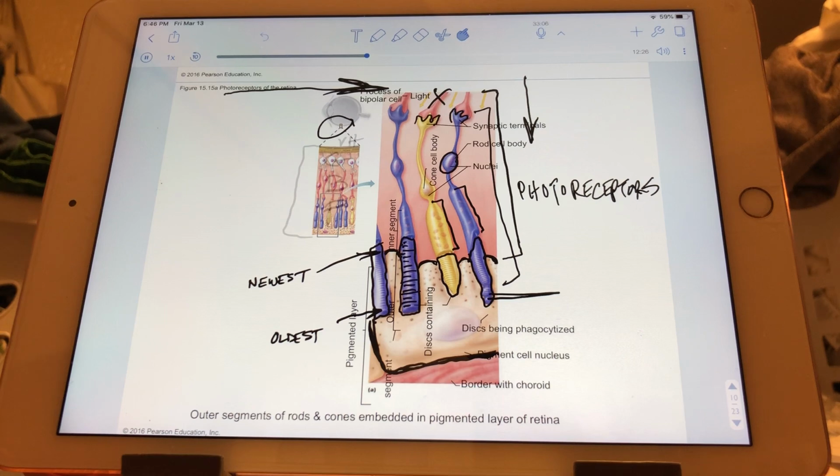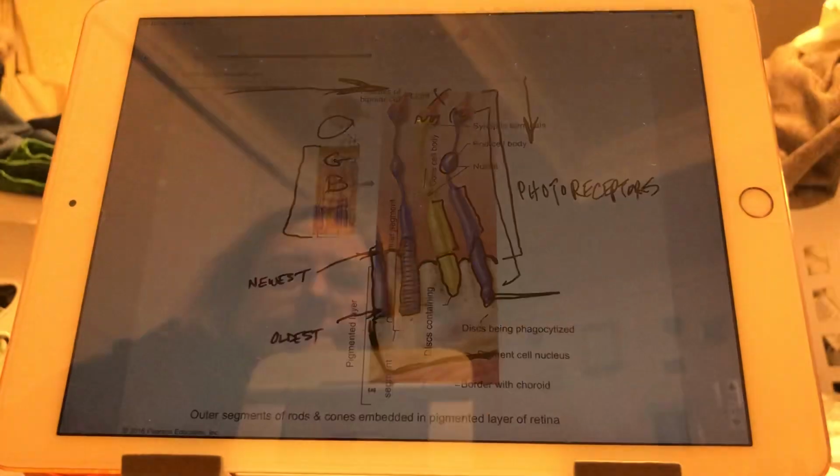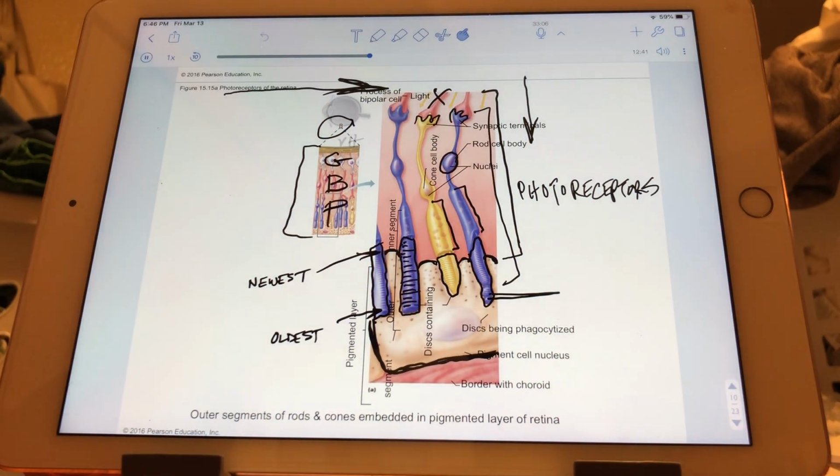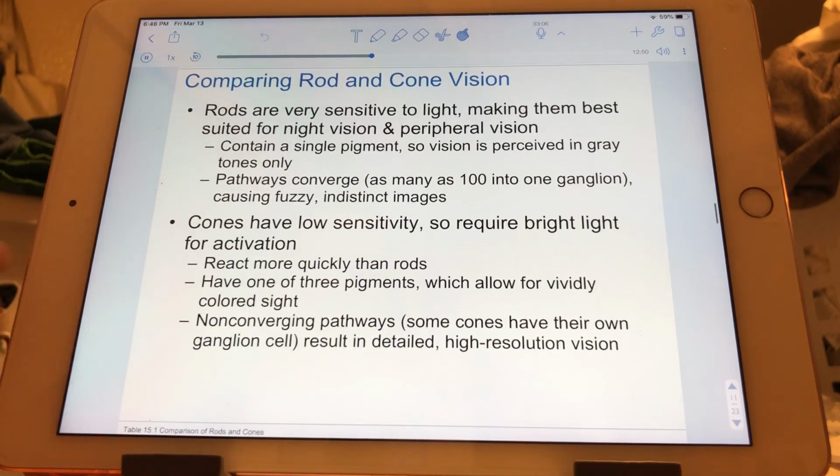All right. And then also in this little cutaway, you can better see, here are the bipolar cells, here are the ganglion cells, here are the photoreceptors, okay? And then here would be vitreous humor. Slide number 11. We've already started comparing rods and cones, but ultimately you want to be able to compare them across a multitude of points.